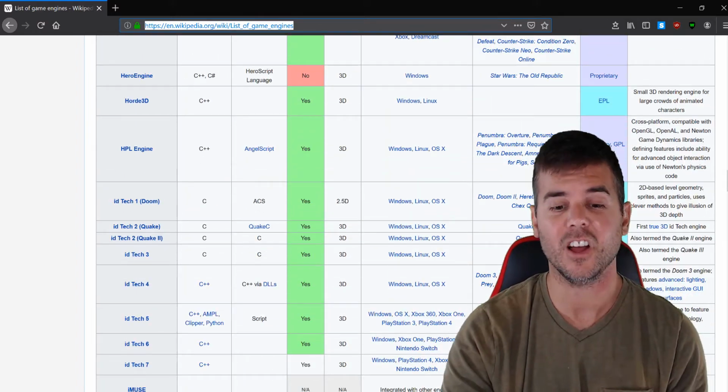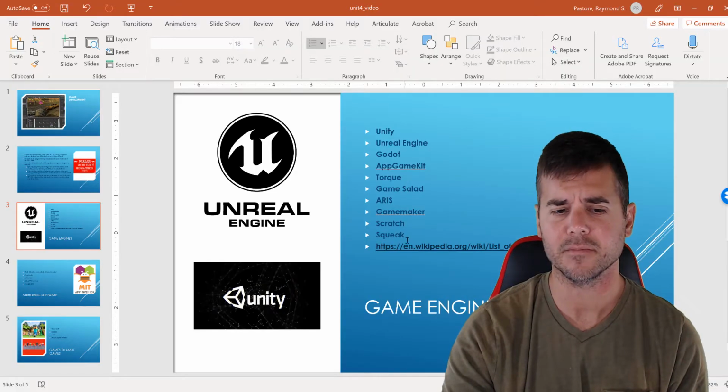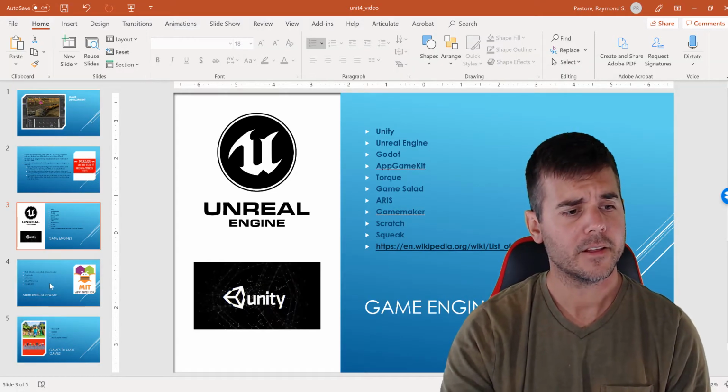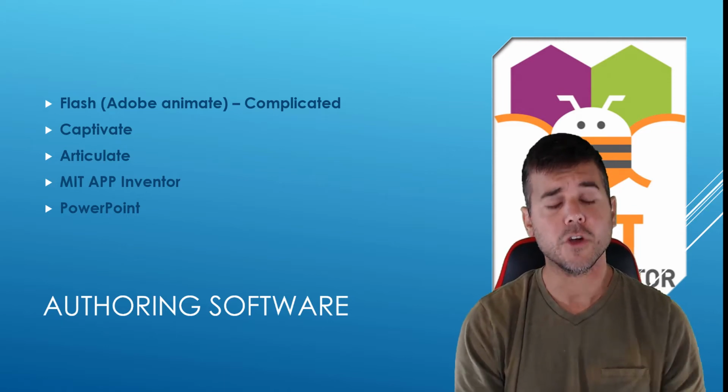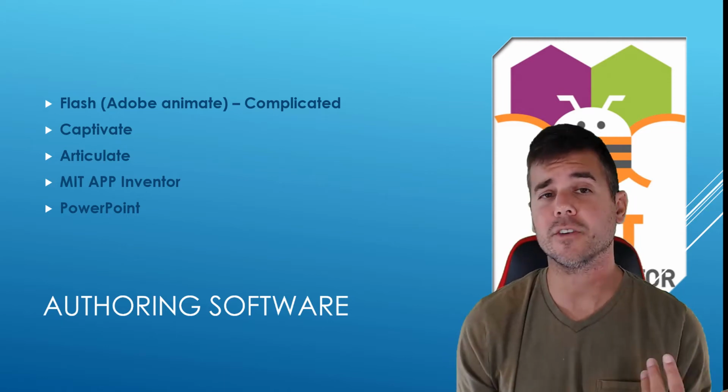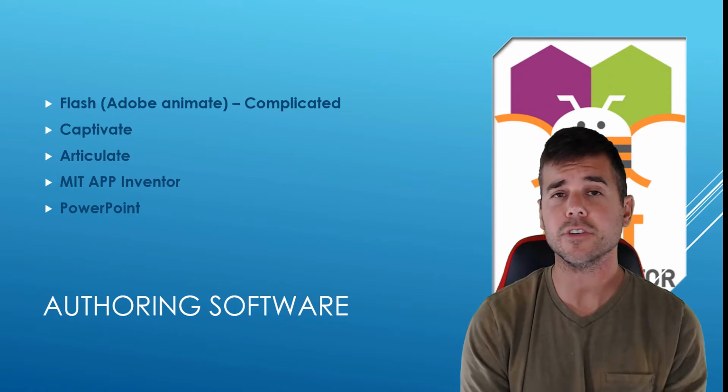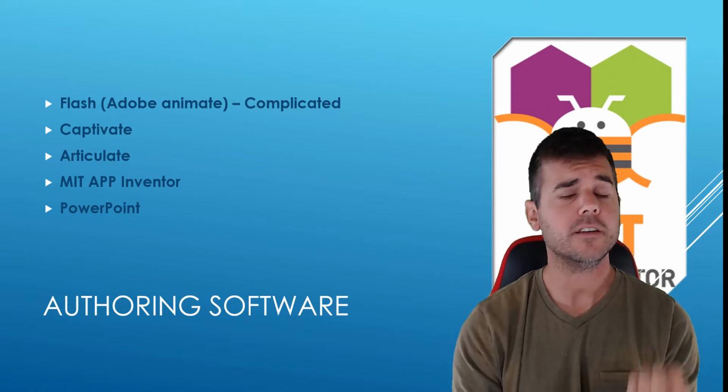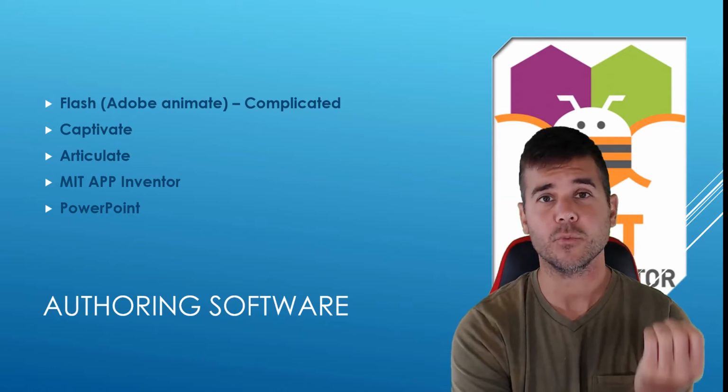So you can see there's just tons and tons of them. Okay, so those are the game engines. Now for authoring software, this is software that instructional designers use all the time. We can develop really simple games with this stuff.